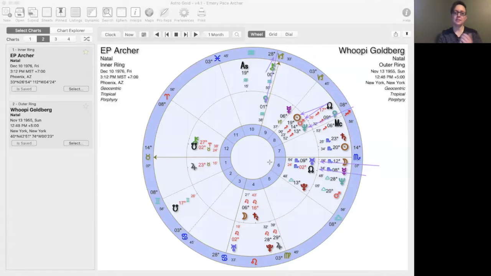When you're looking at this, I should have said before, I'm the inner wheel, and then Whoopi is the outer wheel. Looks like Whoopi and I have a lot to talk about. Okay, all joking aside, and then here's Uranus going to the moon.